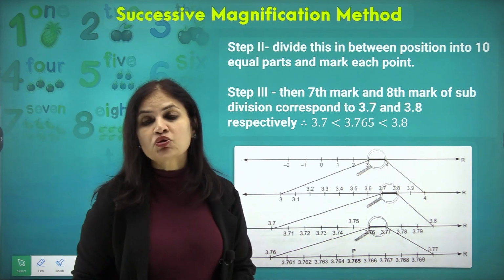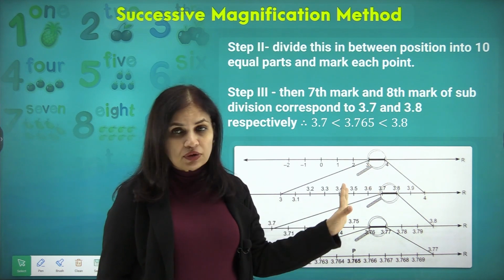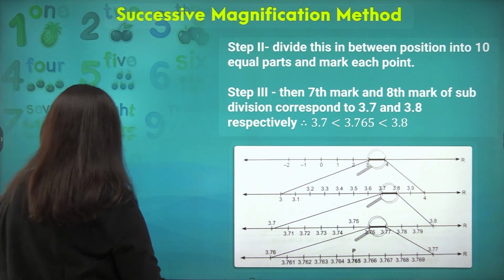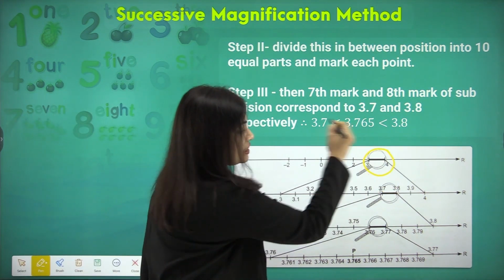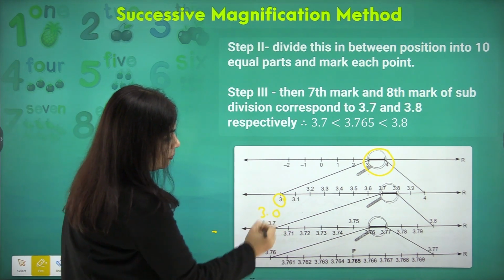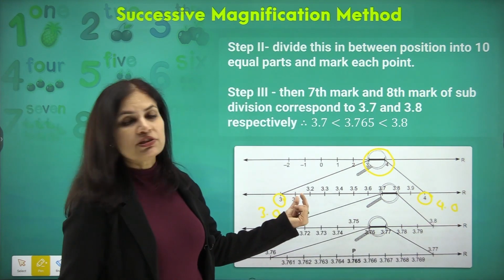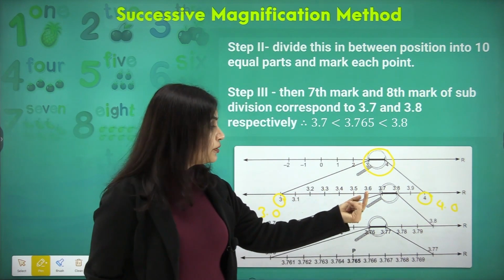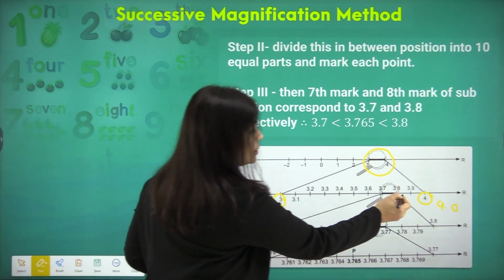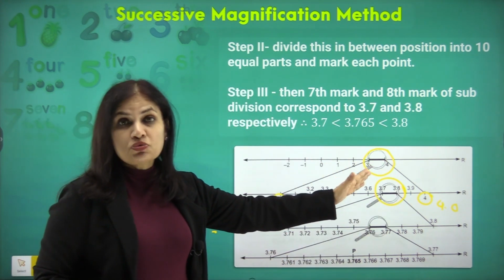Yes, the same has been shown with the help of a diagram. First, I chose the integers only 3 and 4 without any decimal expansion. Then this is written in place of 3. You may write down 3.0. Here in place of 4, I have written it in the form of 4.0 and the divisions are 3.1, 3.2, 3.3 till 3.9 and 4.0. So, from here I will choose 3.7 and 3.8 because the given number lies between these two numbers.